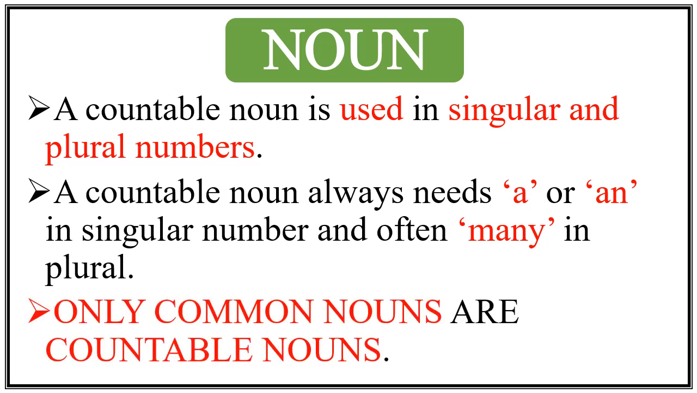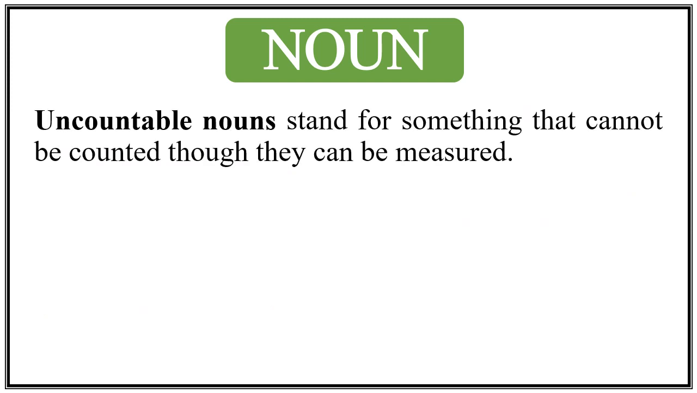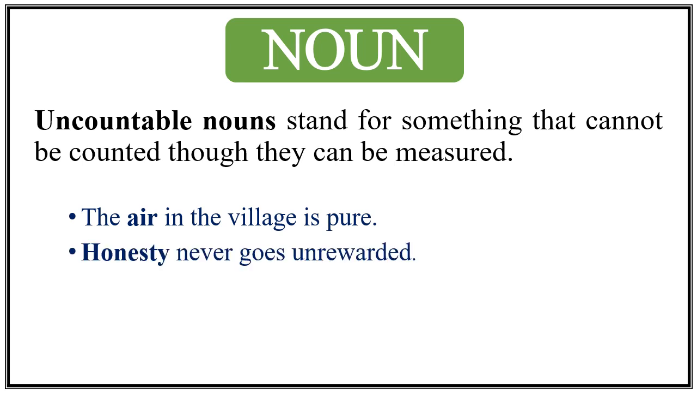Now we will talk about uncountable nouns. Uncountable nouns stand for something that cannot be separated or counted as individual units or elements, though they can be measured. Let me give you 2 examples. 1. The air in the village is pure. 2. Honesty never goes unrewarded. Air and honesty in these sentences are uncountable nouns. They are not used in plural number.